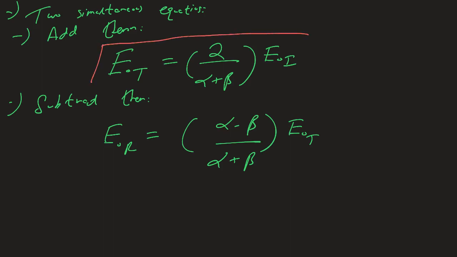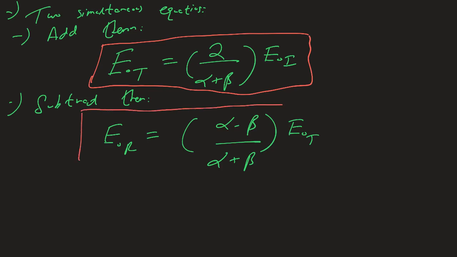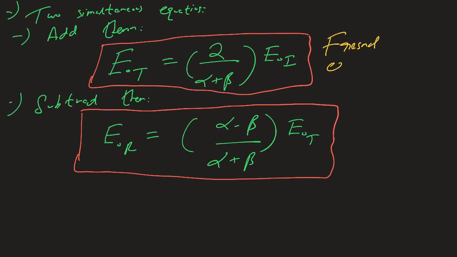So this tells you the component of the electric field that's transmitted, and this tells you the component of the electric field that's reflected. Now together these are called the Fresnel equations, and these are very useful equations for understanding what happens to electromagnetic radiation when it's incident at a boundary.